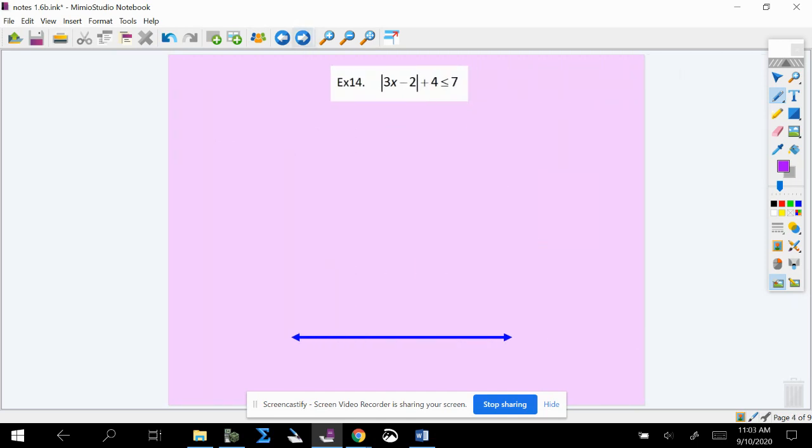Let me show you one more less than. This one has an extra step at the beginning. I cannot start this one, as far as making a sandwich, until I get the plus 4 to the other side. I have to isolate first, just like I did with the equations. I had to isolate before I went further. This is again a less than, so I want to think absolute value with less than turns into an "and" sandwich. So I'm going to sandwich 3x minus 2 between positive 3 and negative 3.